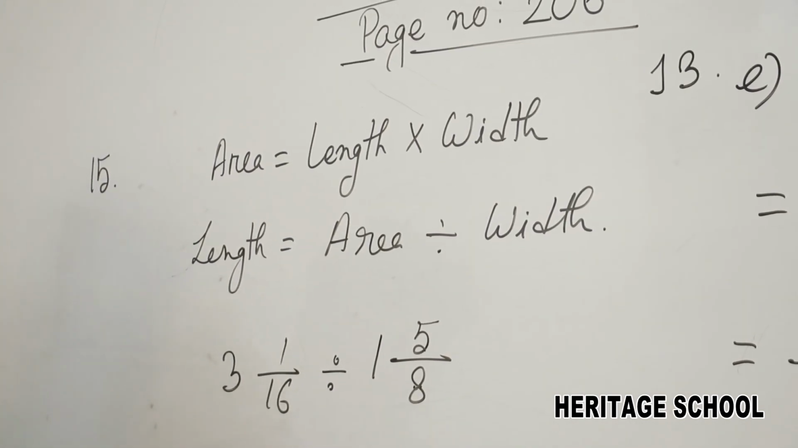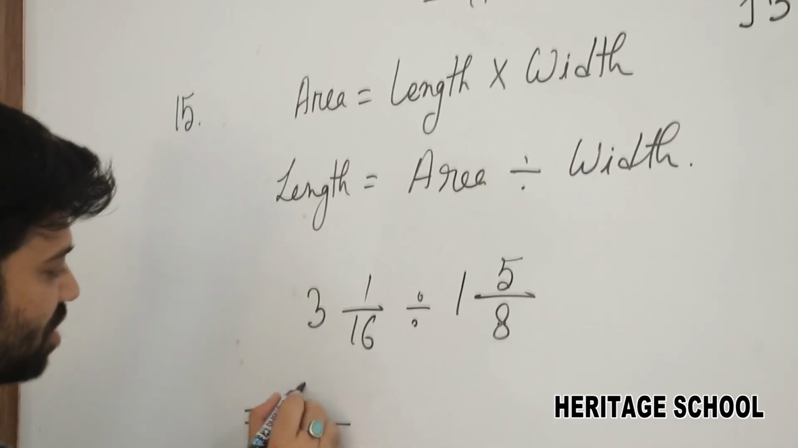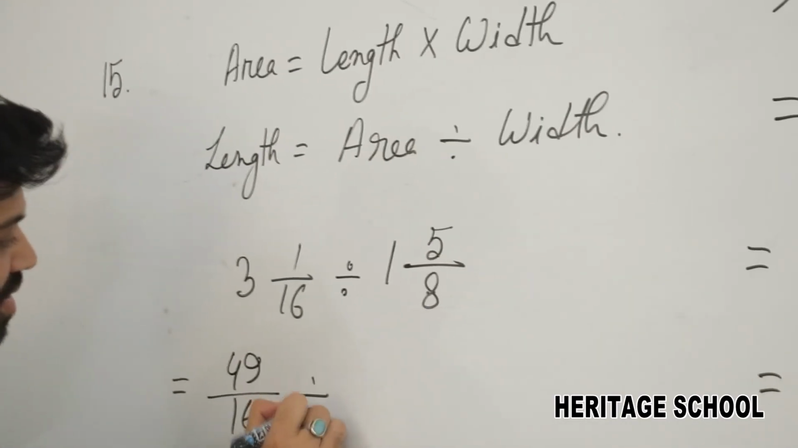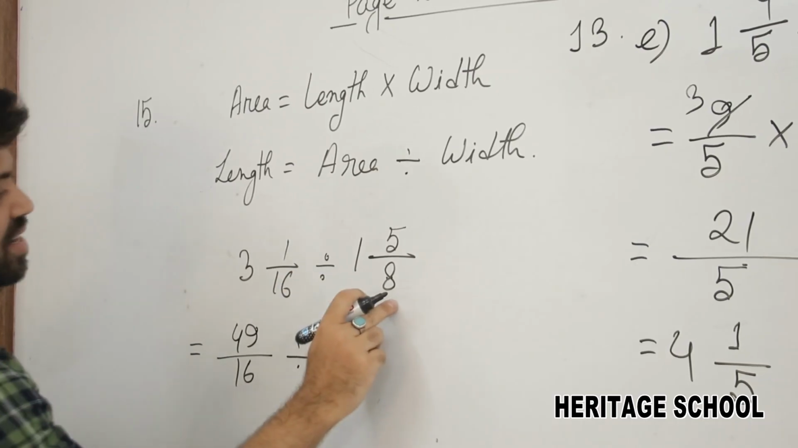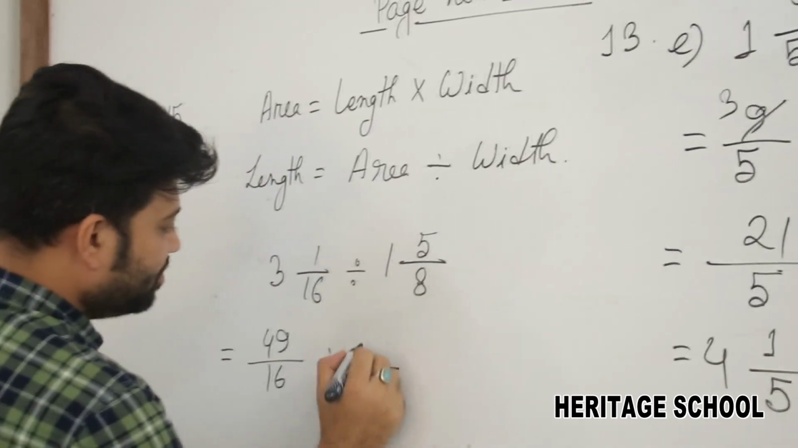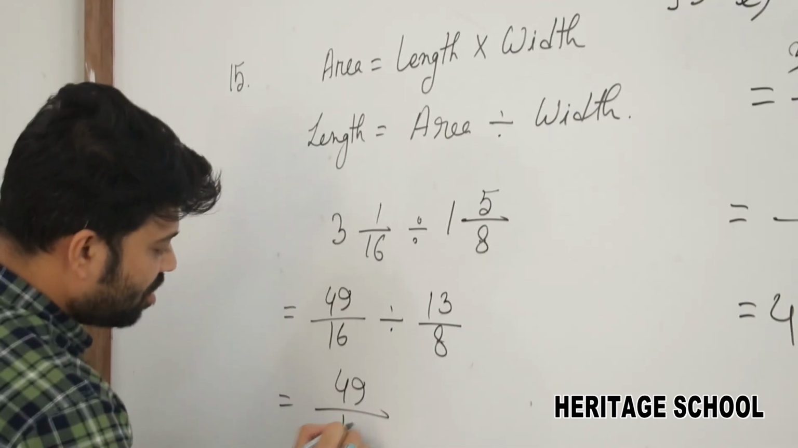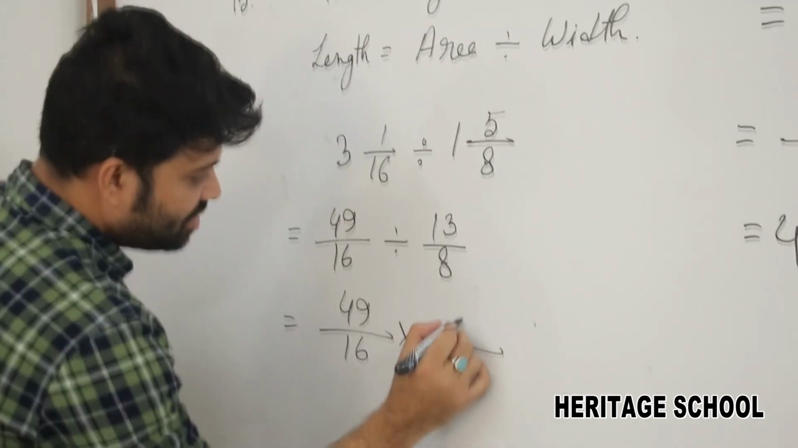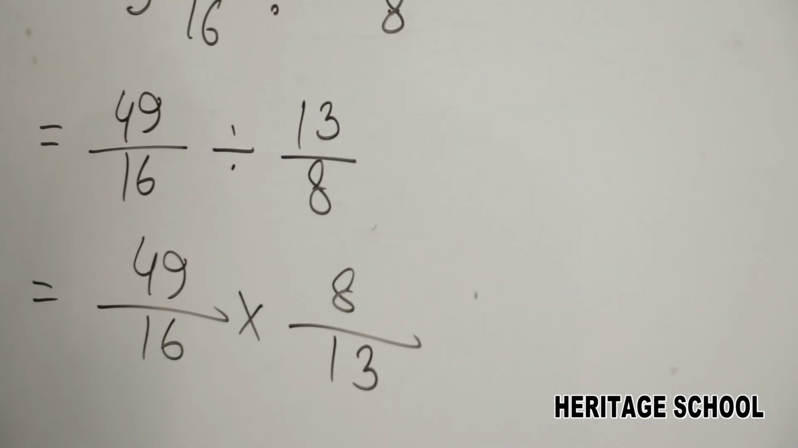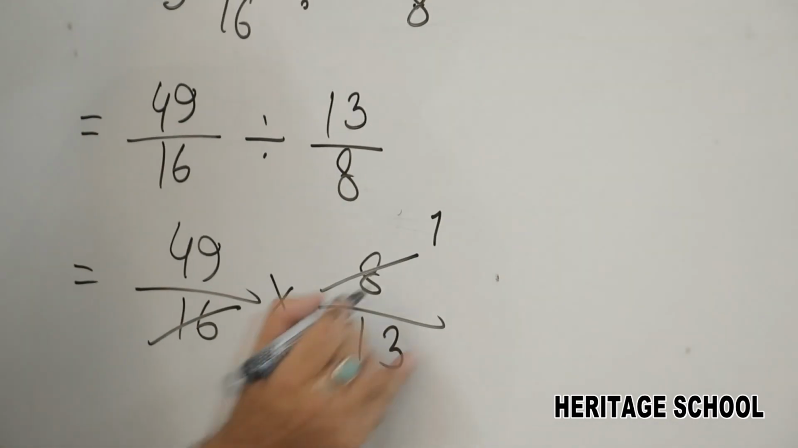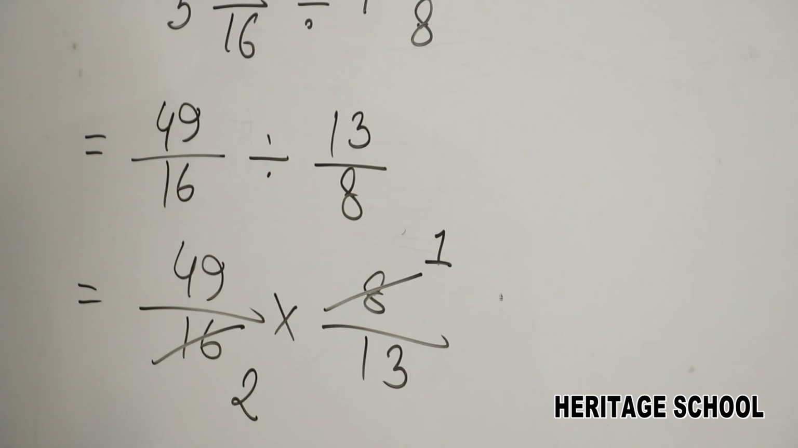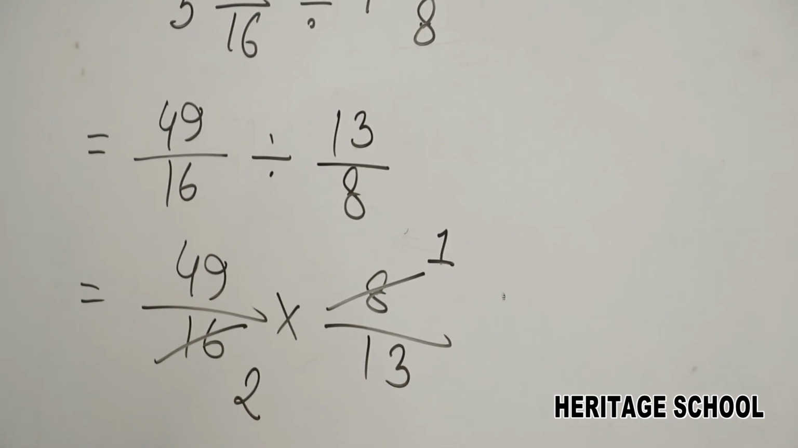Let's solve. 3 sixteens are 48. 48 plus 1, 49 by 16, divided by 1 eight is 8. 8 plus 5, 13 by 8. Convert this division into multiplication. It will become 8 by 13. 8 with 16: 8 ones are 8, 8 twos are 16. I think no more numbers can be chopped.